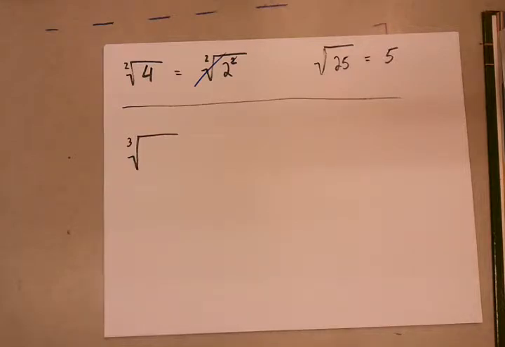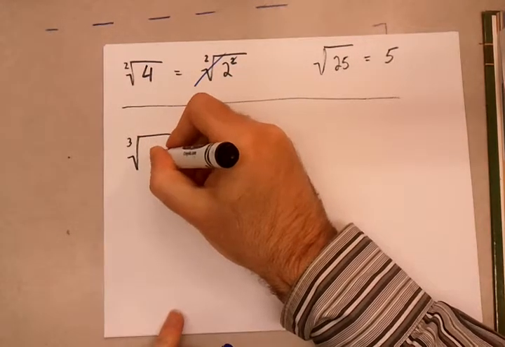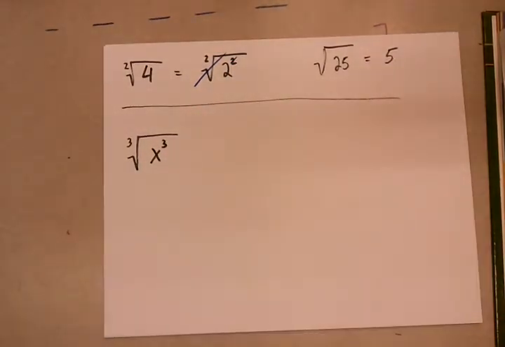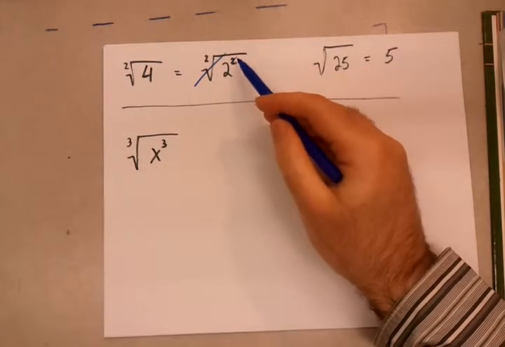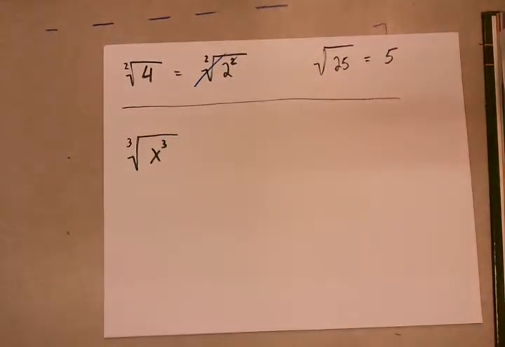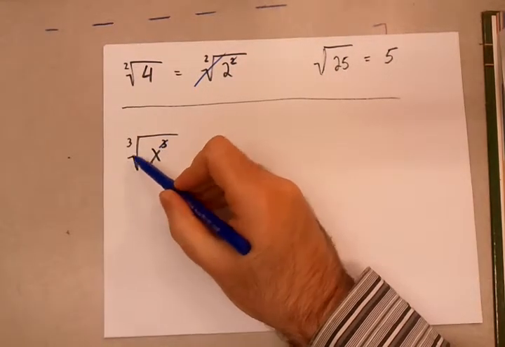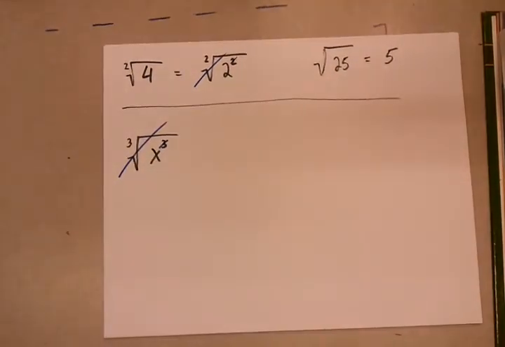And just like with a square root, where it's essentially the opposite of a power of 2, a cube root is the opposite of a power of 3. So if I gave you this problem right here, the cube root of x to the third power, just like in this example over here where you would cancel out the power of 2 and the square root, you can cancel out the power of 3 and the cube root. They are exact opposites.